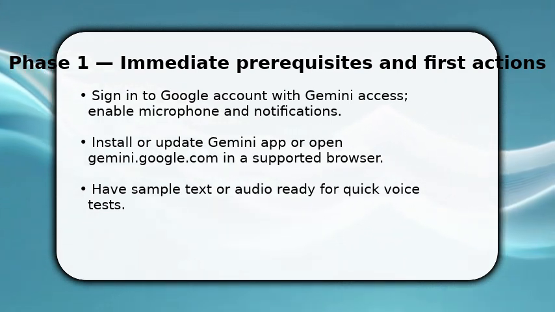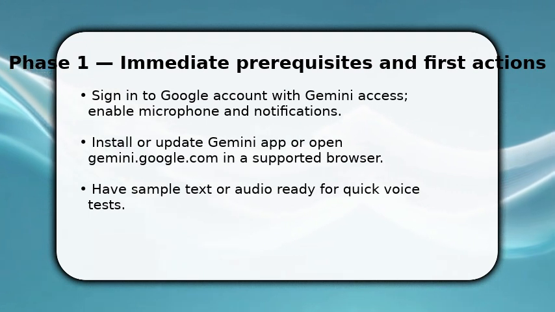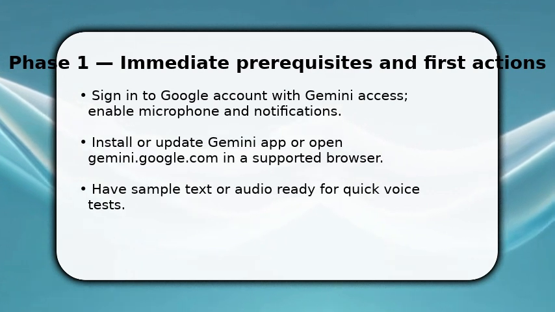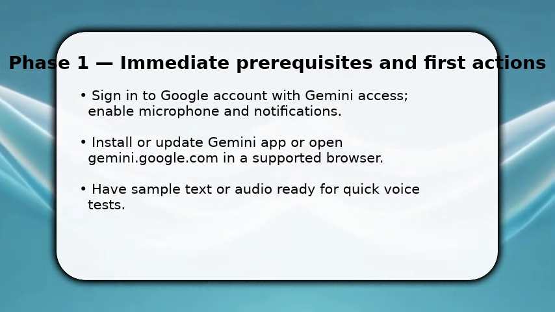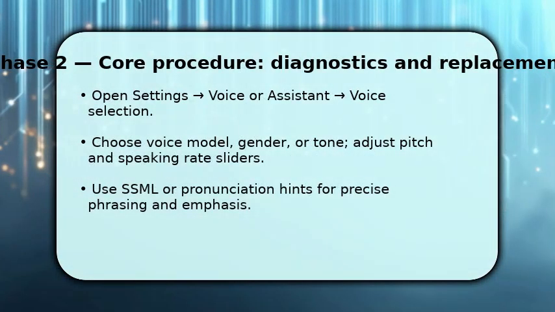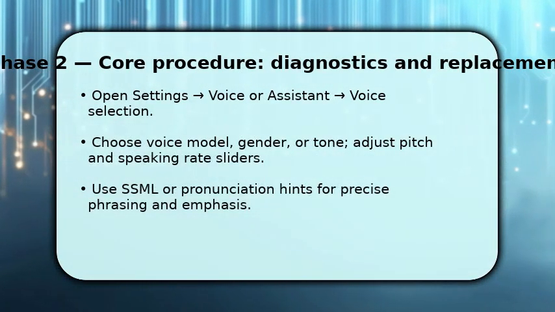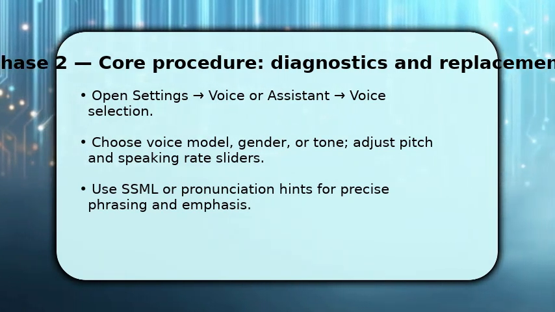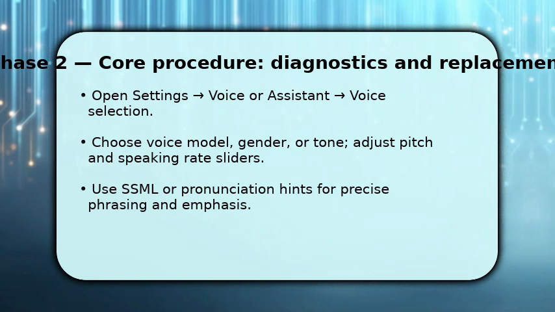Then locate the profile or settings icon. This is where you'll find voice and speech controls, so move directly to the voice settings to begin changing how Gemini speaks. Once in voice settings, pick a voice model that fits your need: default, conversational, or a premium neural voice, and select tone or gender options if available.